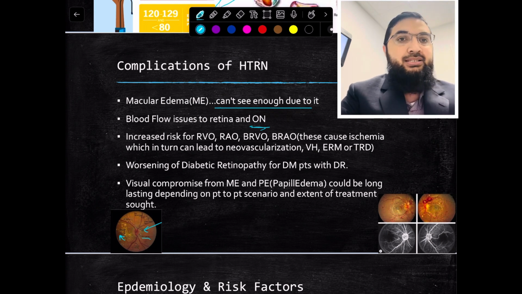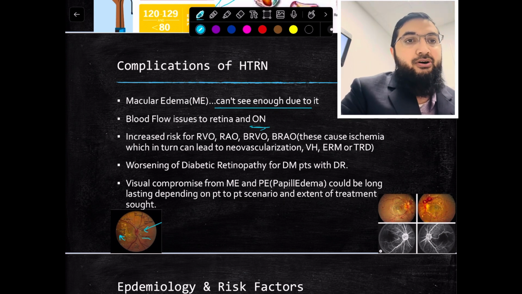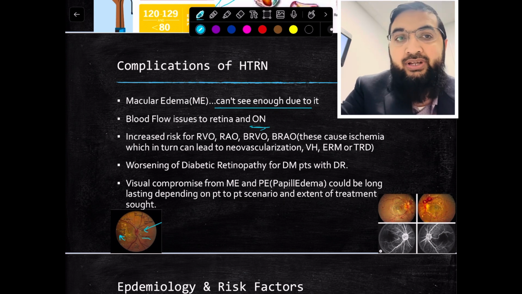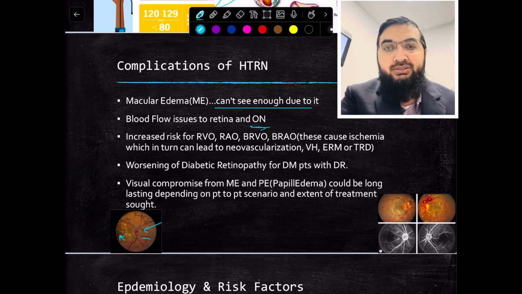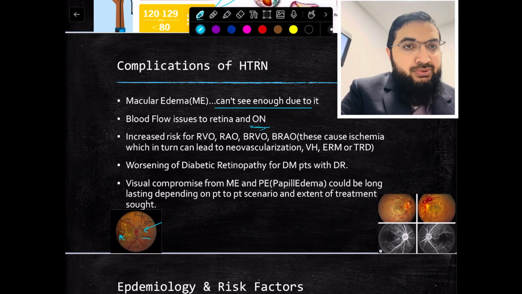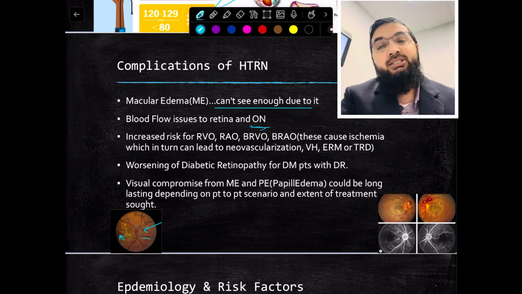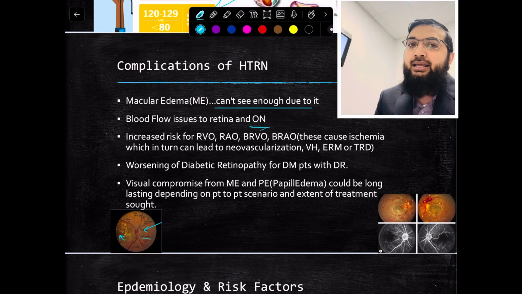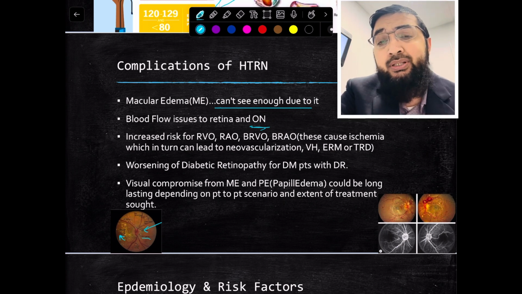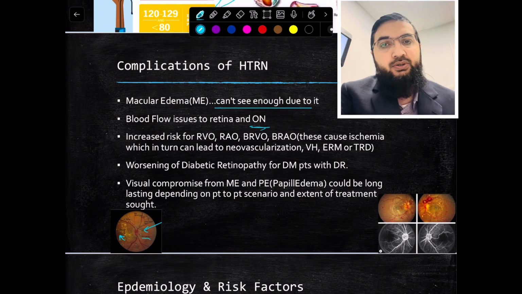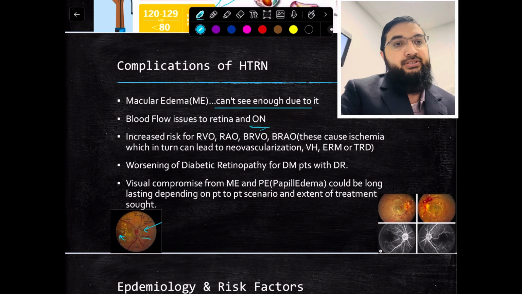Another problem is that it increases the risk of central retinal vein occlusion, central retinal artery occlusion, branch retinal vein occlusion, branch retinal artery occlusion, and TRD, tractional retinal detachment. Some cases can get ERM, epiretinal membrane. Vitreous hemorrhaging is also possible in connection with this.